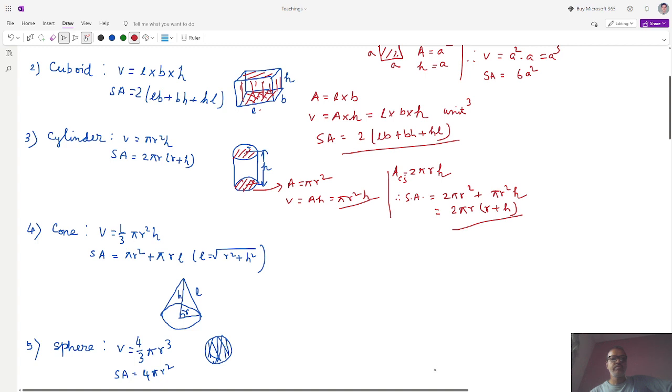Now, cone. Here is a figure of cone. This is the perpendicular height of the cone, and this is the slant height of the cone L. Okay, and the angle is right angle, and the radius is R. So the base is a circle, so the area of base equals pi r square.